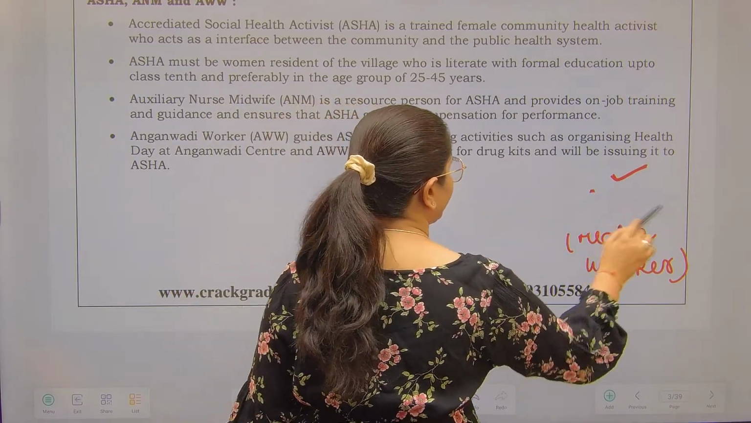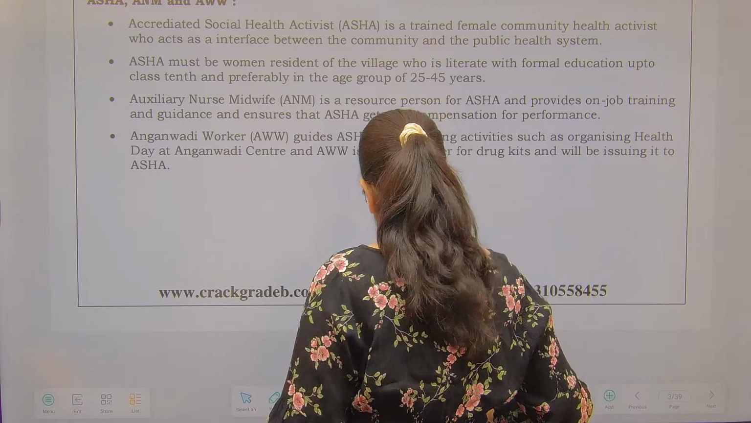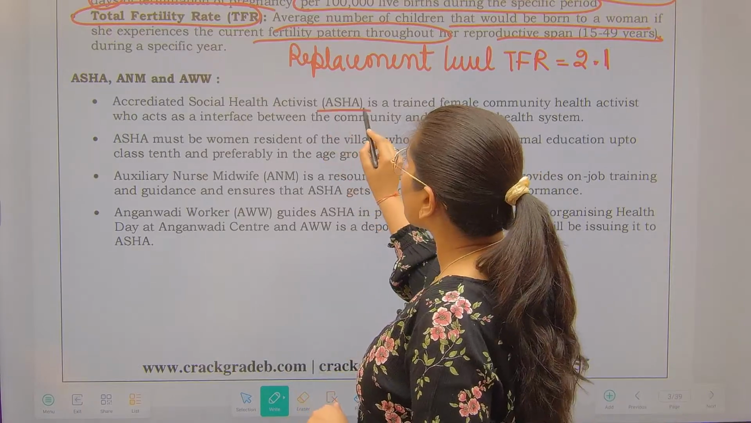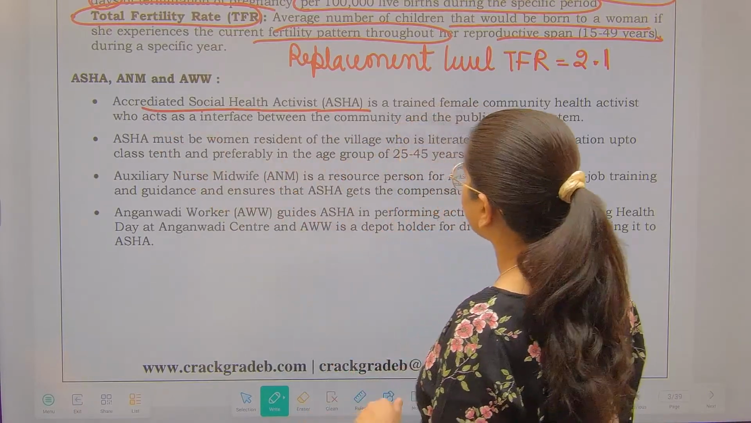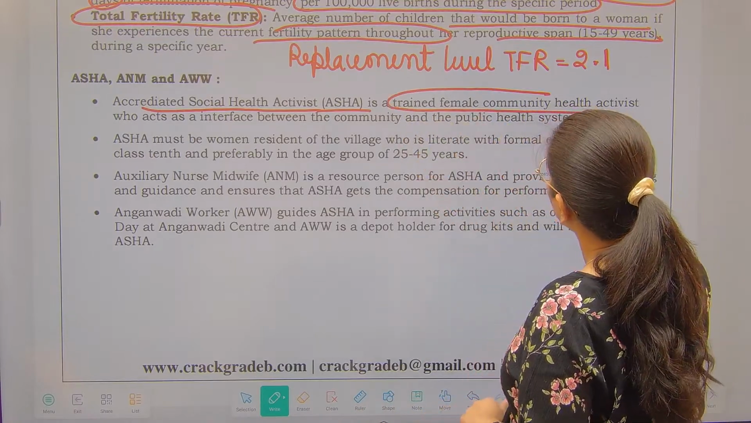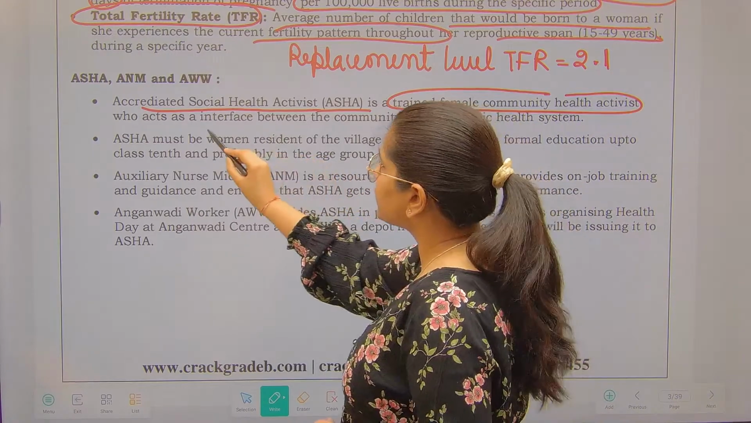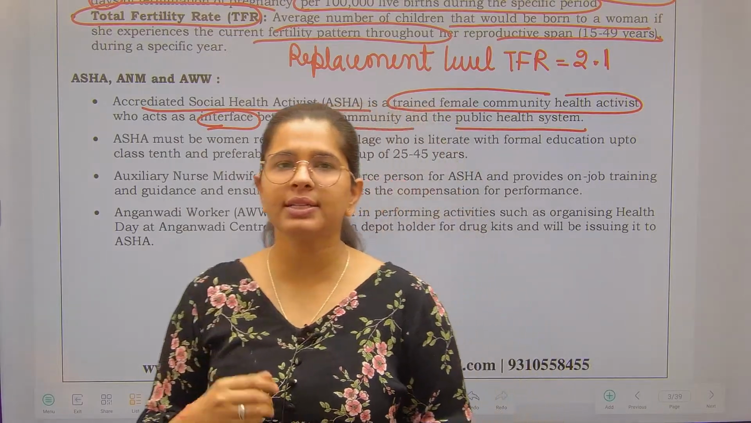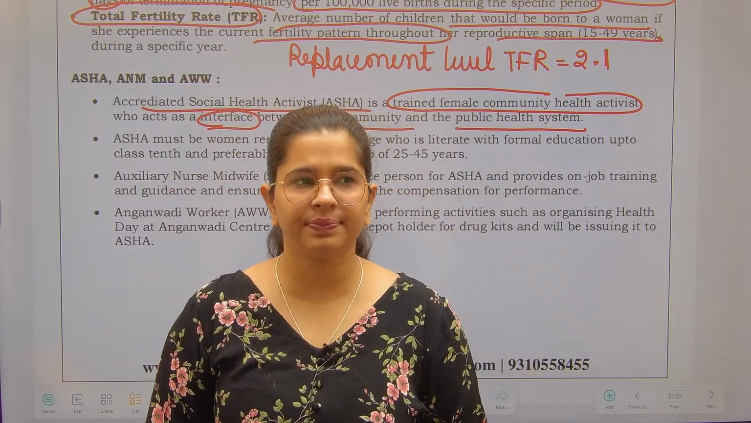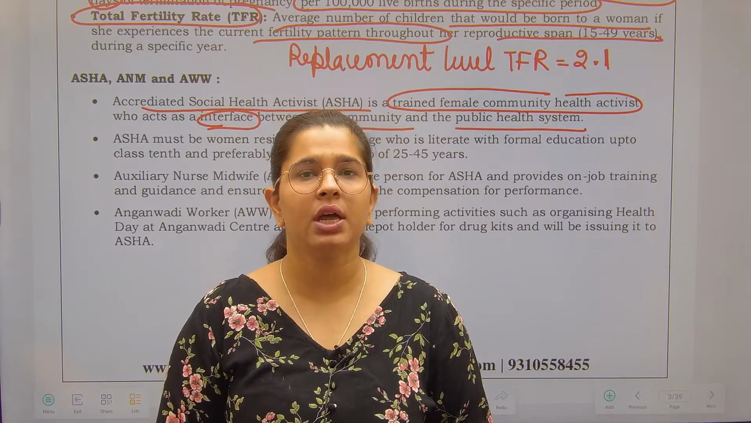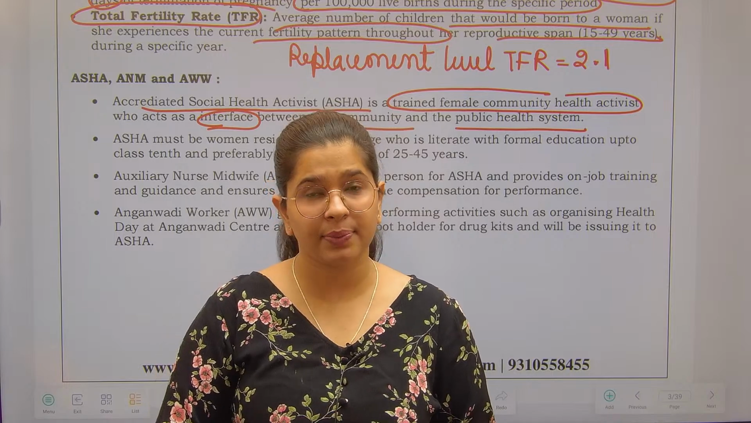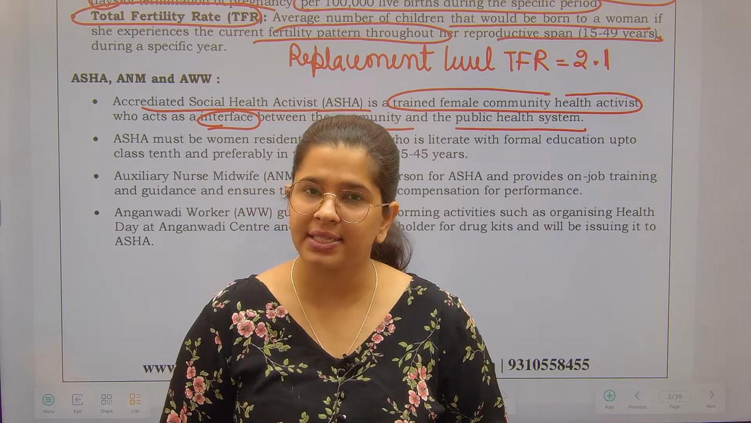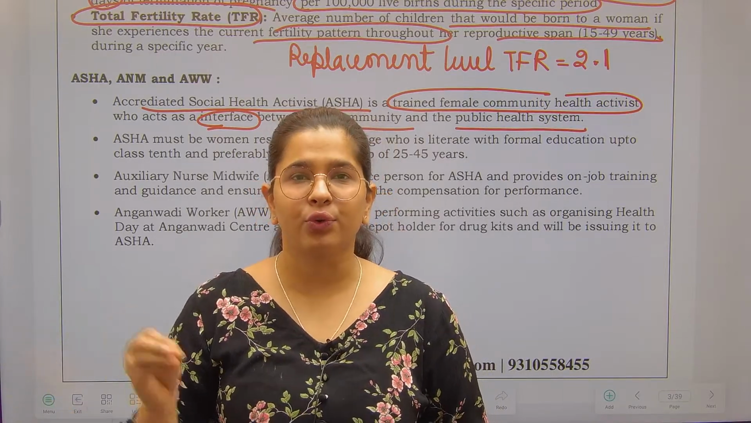Now we'll see what the definitions are. Full form of ASHA: accredited social health activist. She is a trained female community health activist who acts as an interface between the community and the public health system, right? So what does ASHA exactly do? They educate the rural population about various health benefits and various health problems they should be aware of, and in case they need any kind of medical support, these ASHA workers bring the rural population to the ANMs.